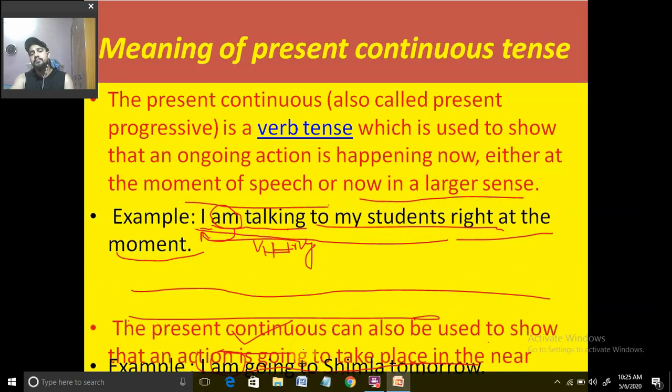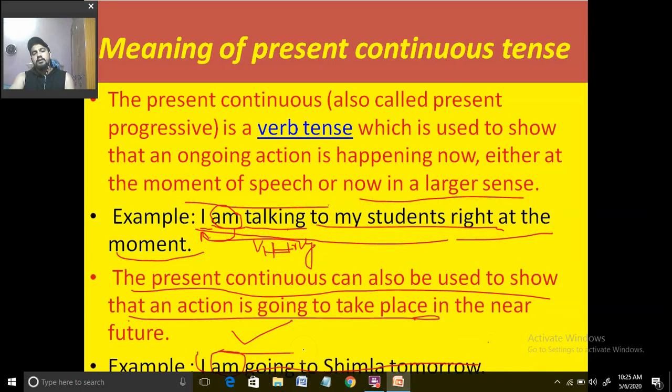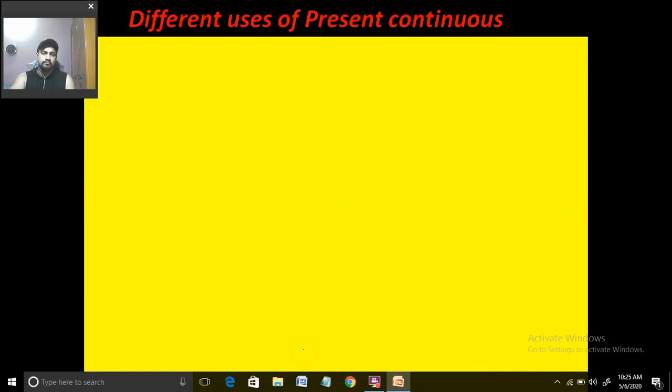Then you see the different uses of the present continuous tense. So what are the different uses which are important to be discussed to the students? I think whatever the uses are, I just discussed those ones, and the rest of the uses come out of these ones.